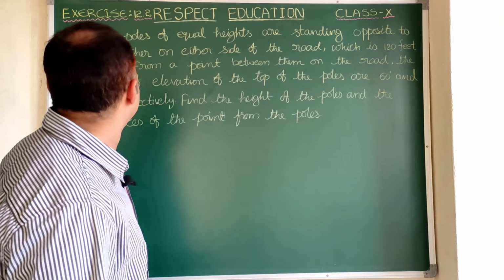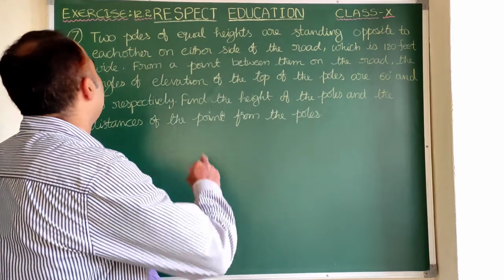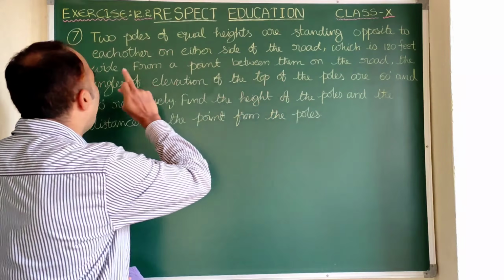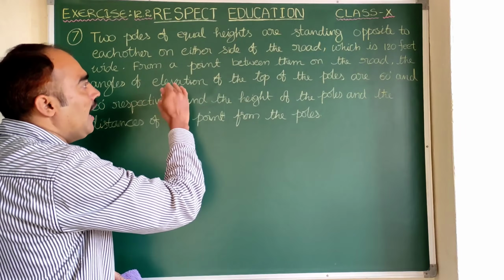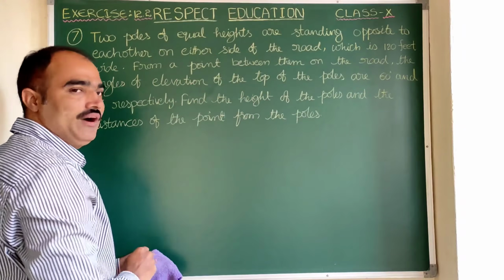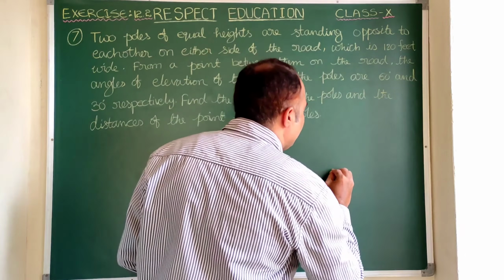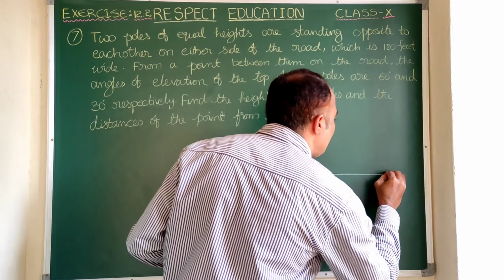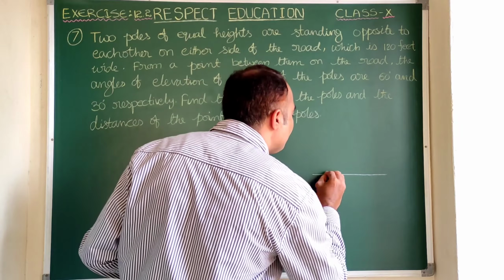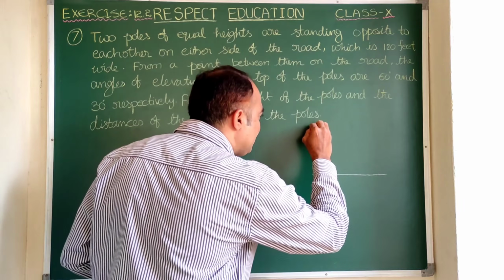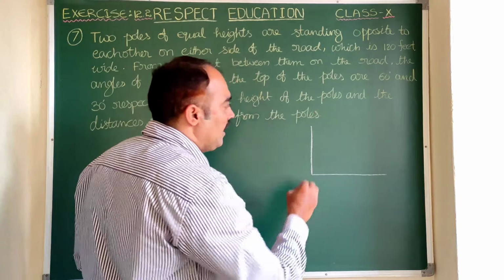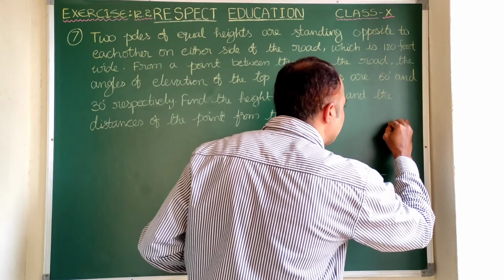Now we see the next question, that is question number 7. Two poles of equal heights are standing opposite to each other on either side of the road, which is 120 feet wide. Here there is a road and there are two poles, they are of equal height. For example, this is one of the poles and this is the other equal pole.